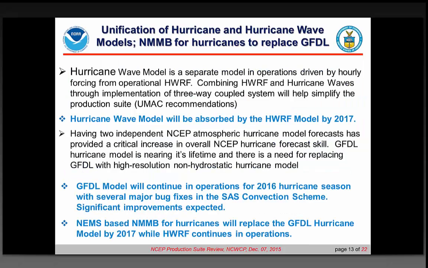The NMMB is making good progress. We are testing it very aggressively, and we have plans for migrating or replacing the GFDL model by 2017. I would add that the GFDL model will continue in operations in 2016 with several major bug fixes for the convection scheme that were found and fixed, and significant improvements were expected, as Maurice Bender would tell, and the NEMS-based system would eventually take over the slot.